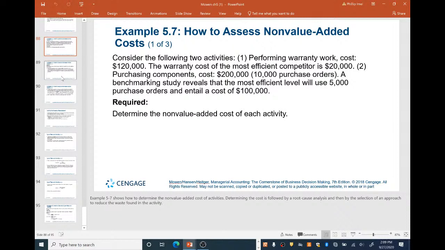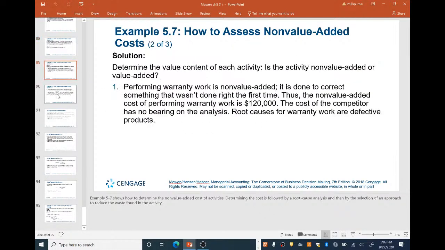So what's required for this problem is to determine the non-value added cost of each activity. Okay, so out of the two activities, performing warranty work and purchasing components, we want to see what the non-value added cost of each activity is. So the solution would be to determine the value content of each activity, and then to determine whether the activity is non-value added or value added.